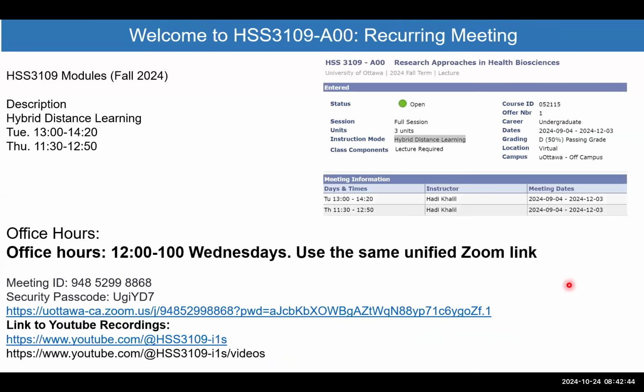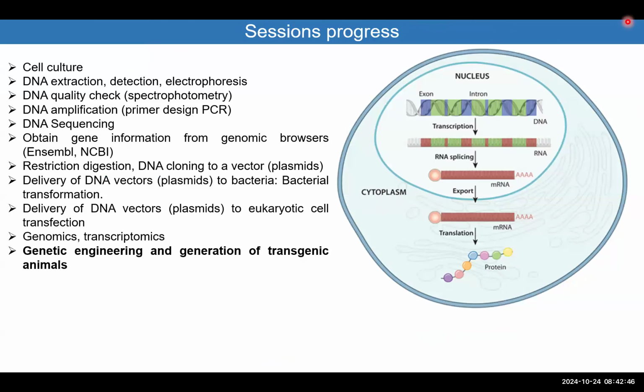So up till now, we discussed many things that we will revisit today in order to start the genetic engineering processes. And the next 2 lectures will be the transgenic animal generation and the types of the transgenic animals. So there's many categories we will discuss.